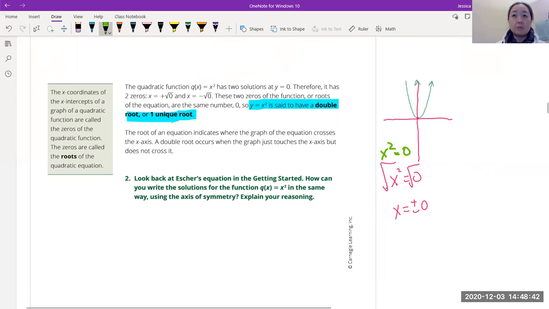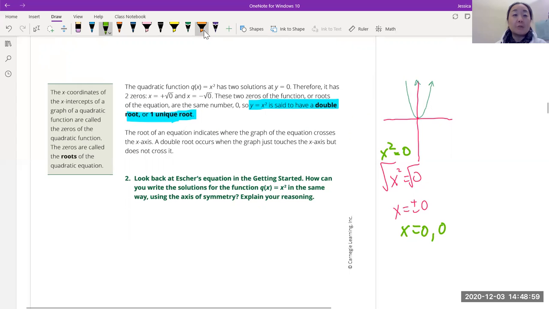Get rid of the square, so square root both sides. And when we do that, we get x equal to plus or minus 0. And you're like, well, isn't that the same thing? And I'm like, yes, it is. So literally our 0 happens 2 times. So 0, 0. So that's why we call it a double root.